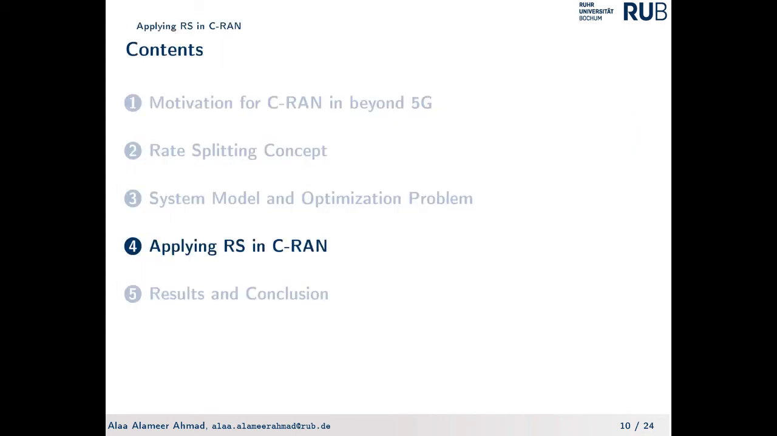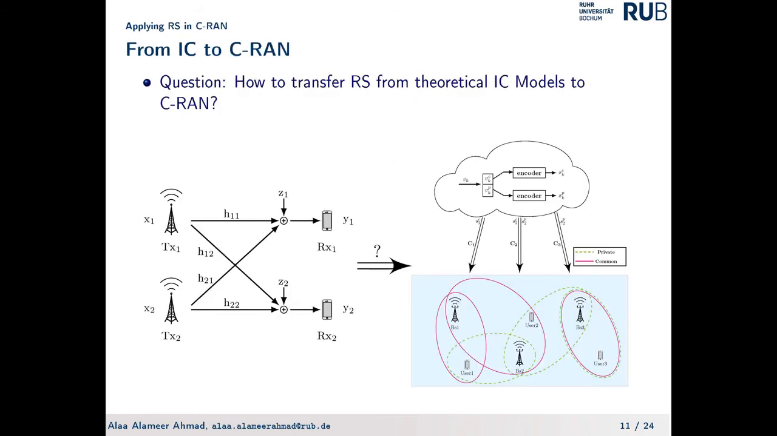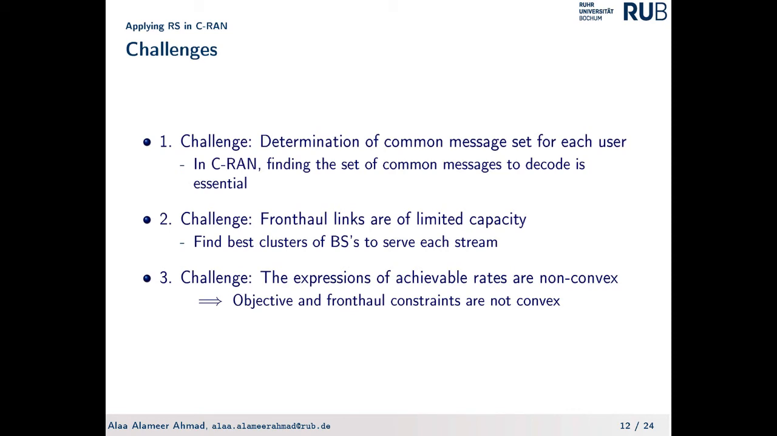Now we are ready to discuss how to apply RS techniques in CRAN. So far we have discussed rate splitting from a simple two users interference channel perspective. The remaining question is now how to apply RS techniques in a more complicated network architecture such as CRAN. To transfer the rate splitting techniques from two users interference channel to CRAN, we need to overcome some challenges. First, in CRAN, we need to determine the set of common messages for each stream, that is, the indices of users who are decoding this stream.